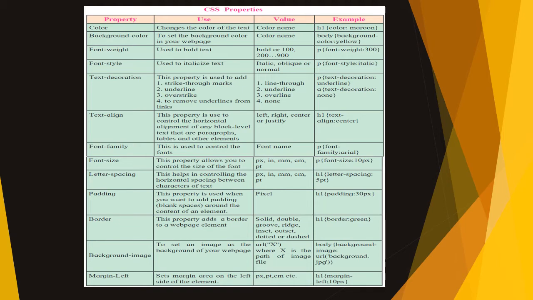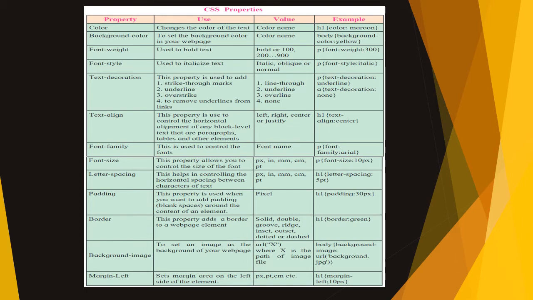Font family. Here we are using the property, so these two words are joined by a hyphen. Don't give a space, don't write font space family or don't write fontfamily directly. You have to write font hyphen family. This is used to control the fonts, that is font name, Arial, Italic, Roman, Times New Roman, etc.